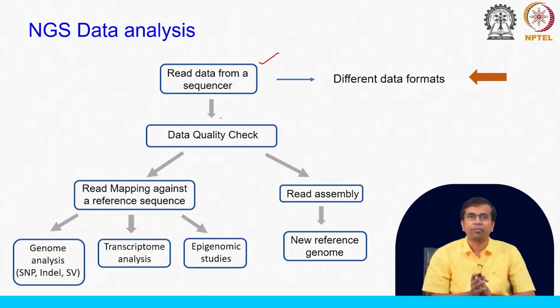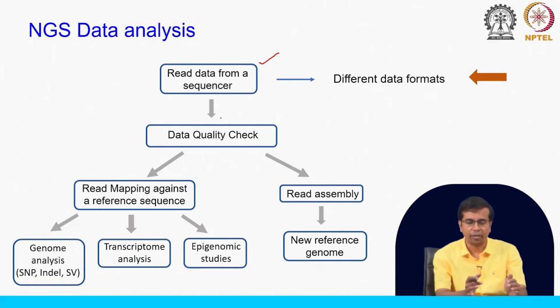They separate out into two branches. One is the read mapping against the reference sequence if you have a reference sequence already, and this is something that we do if we are interested in looking at single nucleotide polymorphisms, indels or structural variations, or if you want to do transcriptome analysis. We are looking at gene expression patterns or gene expression changes between different samples, and also for epigenomic studies if you are looking at DNA modifications genome wide. We will look into all these different types of analysis step by step in subsequent classes.